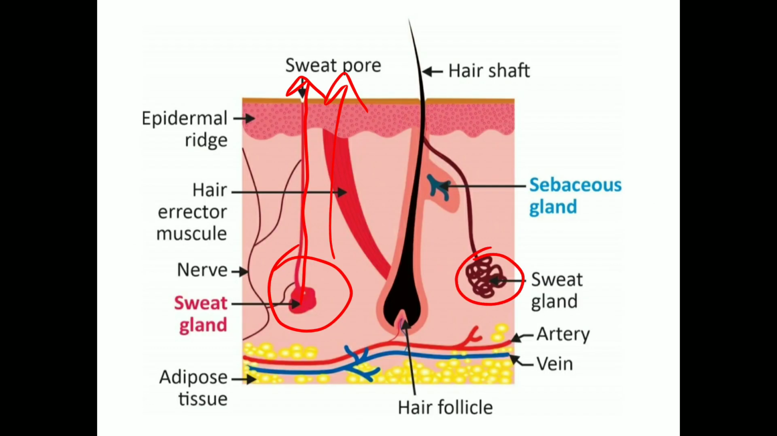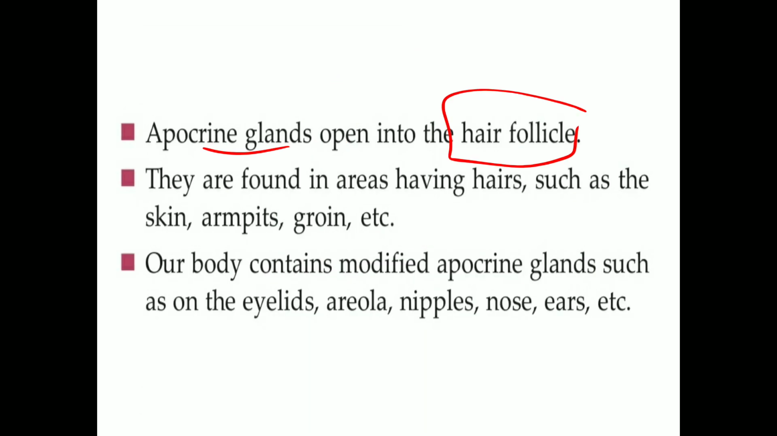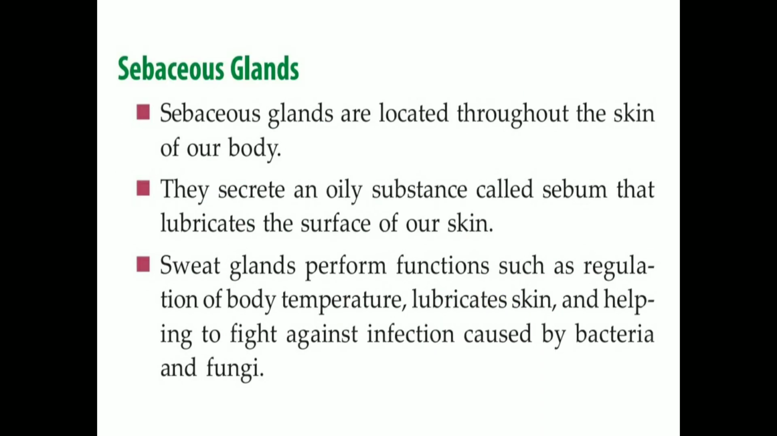Here, if you see, it has a duct that opens into the hair follicle, and along the side of the hair follicle, it opens onto the surface of the skin. They are found in areas where there is more hair, such as the armpits, groin, etc. Our body contains modified apocrine glands, such as those present in eyelids, areola, nipple, nose, ear, etc.